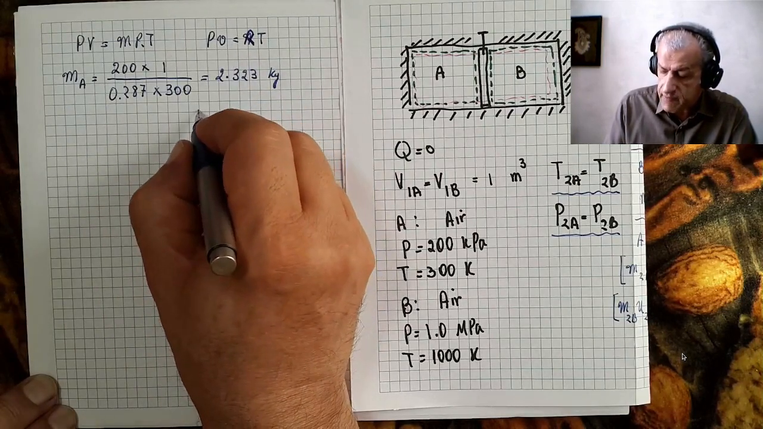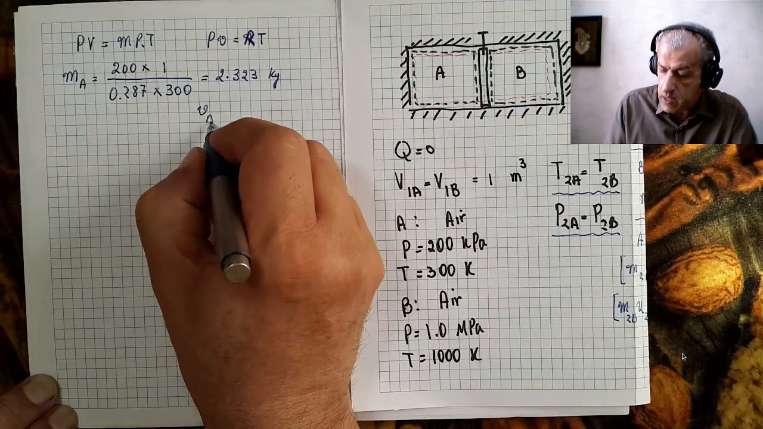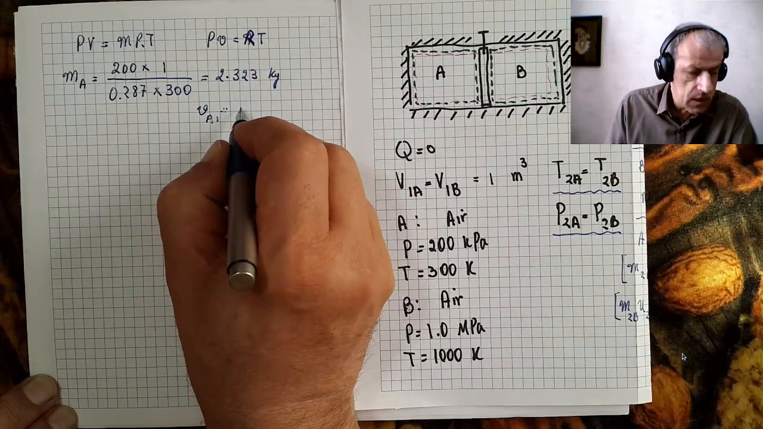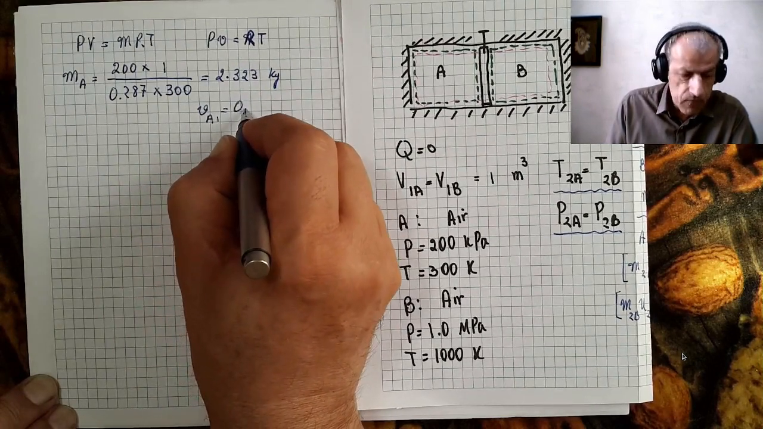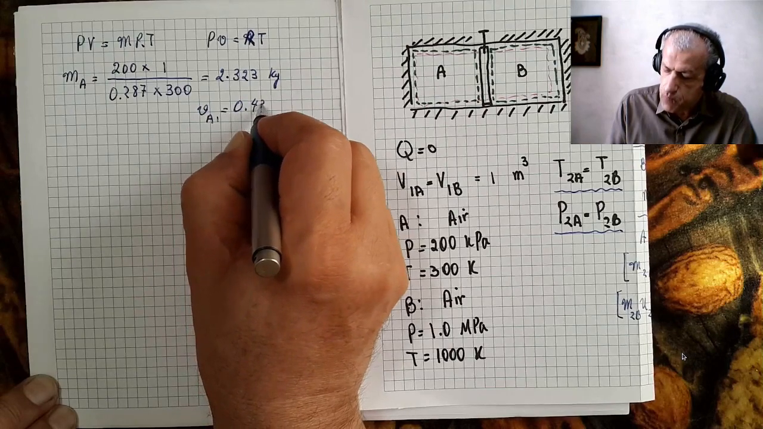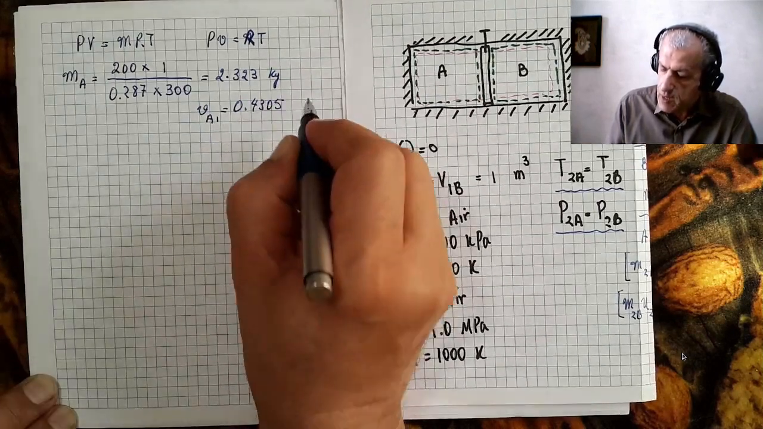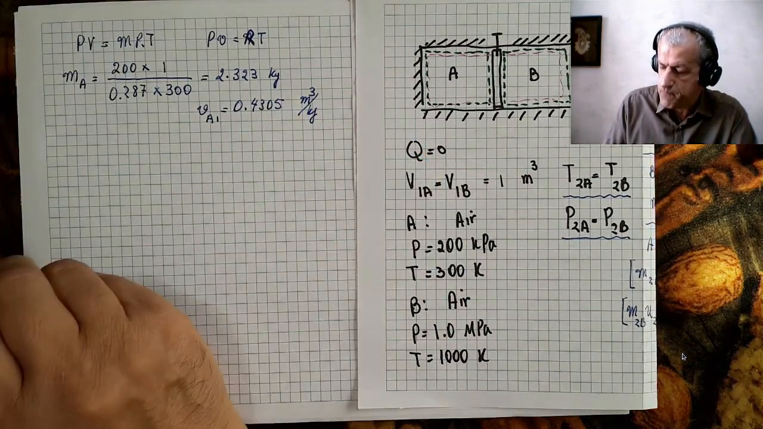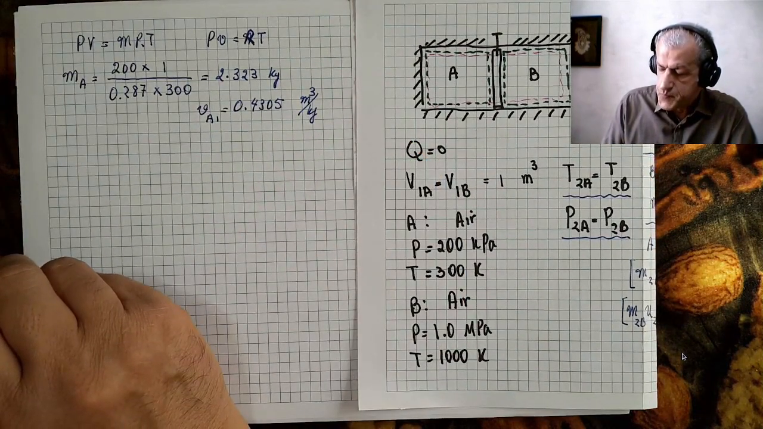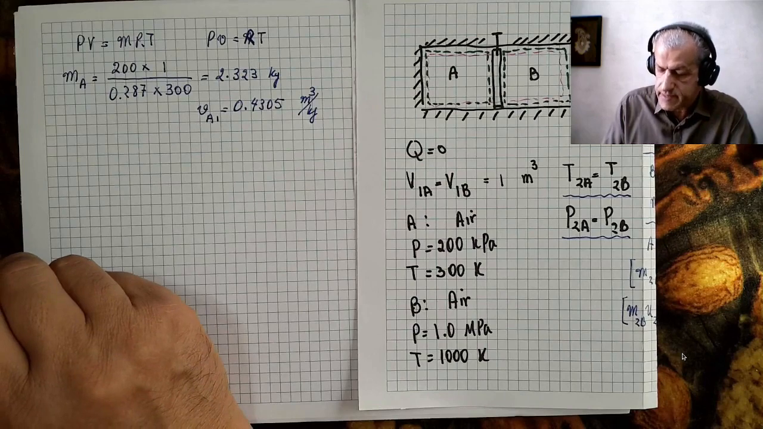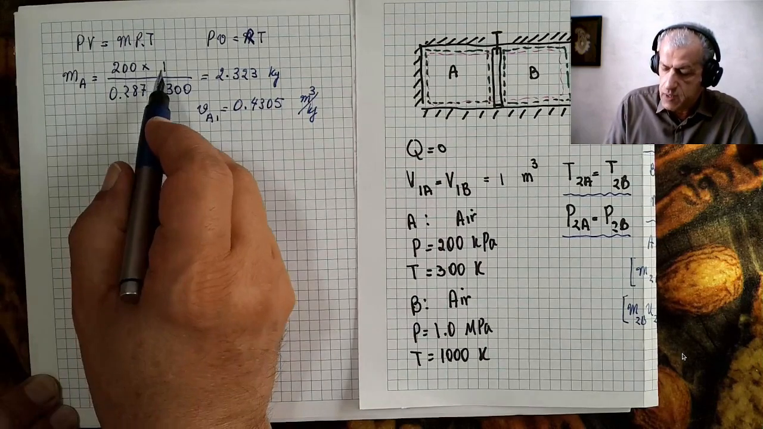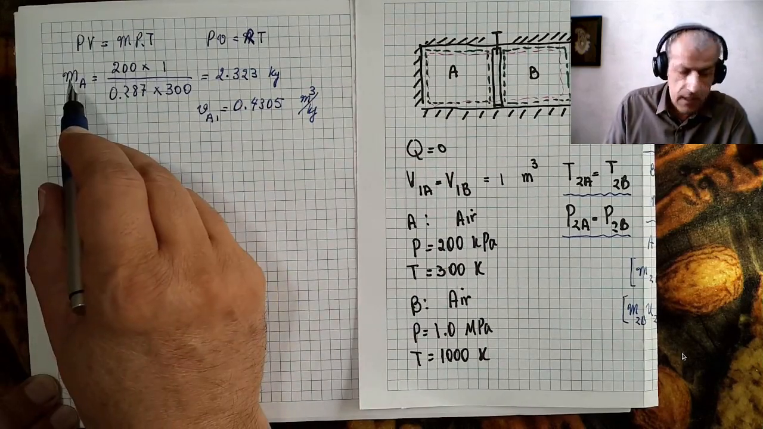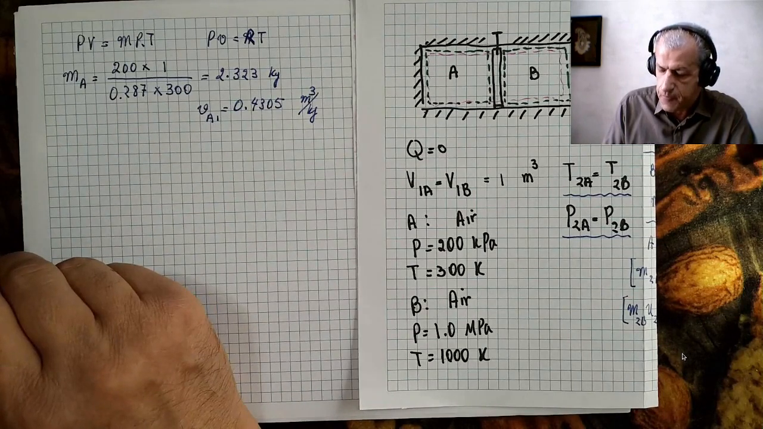If I had done a similar practice with this equation, I would have calculated vA1, which is 0.4305 cubic meters per kilogram. That's as simple as dividing V by m, and you will get the same answer.